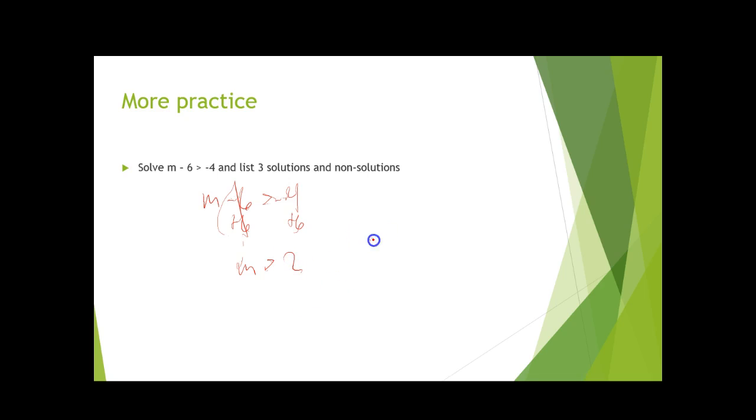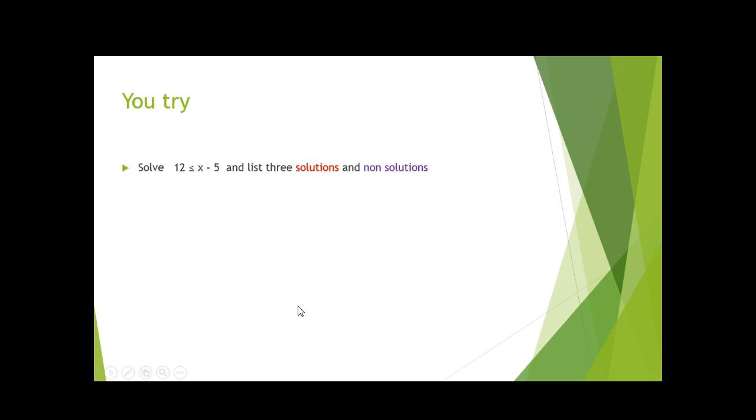3 solutions would be 3, 4, and 5. 3 non-solutions would be 0, 1, and 2. Because 2 is not a solution to this inequality. I'm going to have to get a better board next time. This is dragging. So try this one.